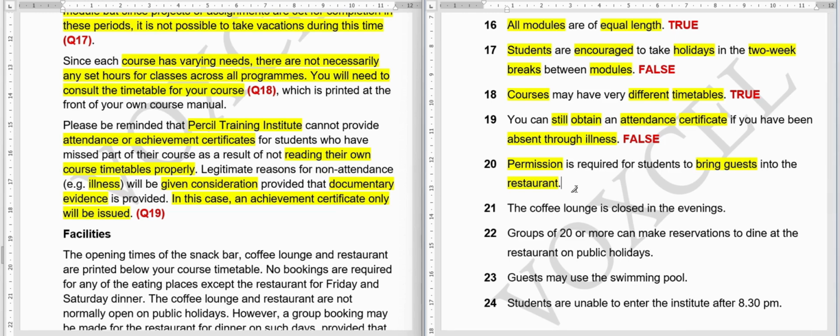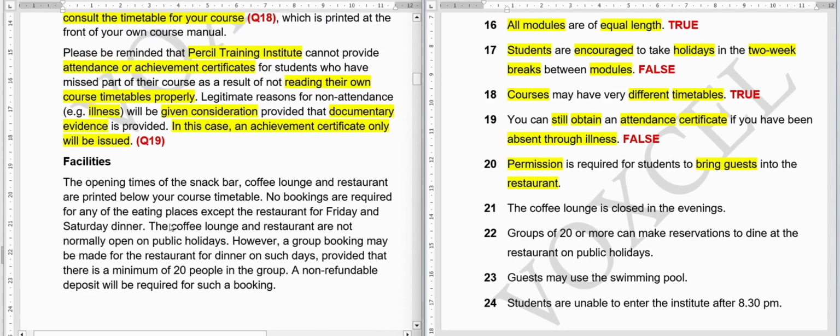But if it is not given whether you need permission or not, or if we don't know whether we can bring someone with us or not, if any information is not given for this particular context, the answer will be not given. That's right. So moving forward, facilities.